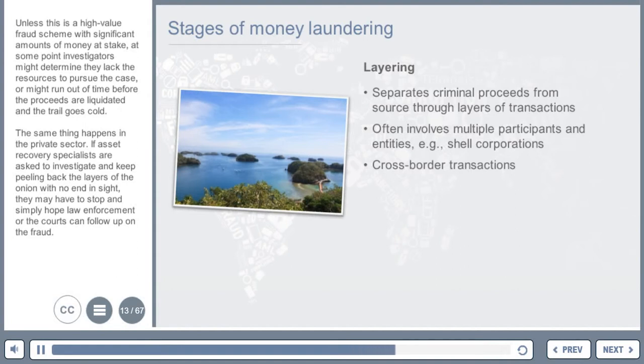If asset recovery specialists are asked to investigate and keep peeling back the layers of the onion with no end in sight, they may have to stop and simply hope law enforcement or the courts can follow up on the fraud.